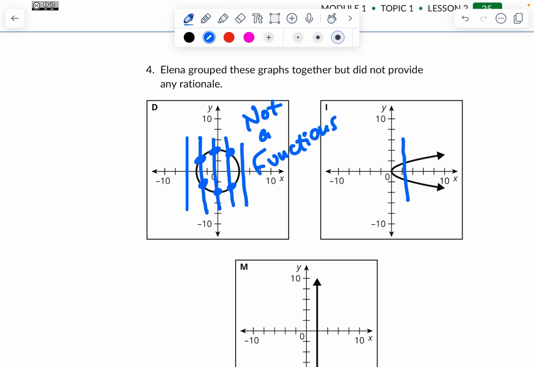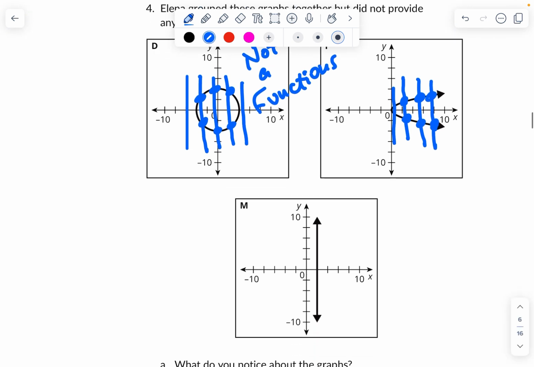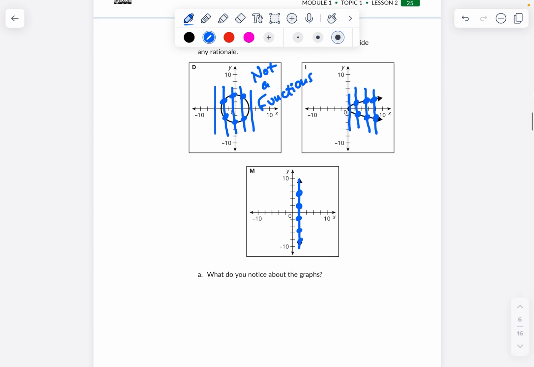So look at this graph. Do you see how every time I draw a vertical line, unless I draw one right here, any other time that I draw a vertical line, my lines are touching in 2 places? So that is failing the vertical line test. You can't do that, okay? This one, the last one, the entire picture is on one vertical line. That is not a function. It fails the vertical line test.